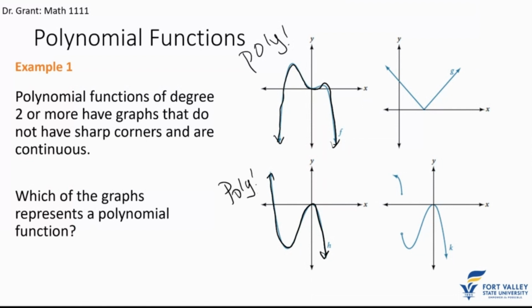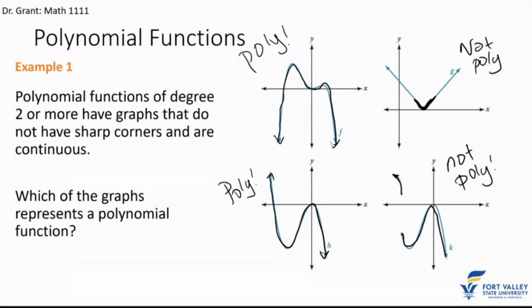However, if you look here, there's a sharp V. Because of that, this is not the graph of a polynomial. And if we look here, if we were to draw K, notice if I were to finish this, I have to lift my hand and then finish the graph. So this is not continuous, hence it's not the graph of a polynomial. So these are the characteristics of the graph of a polynomial.